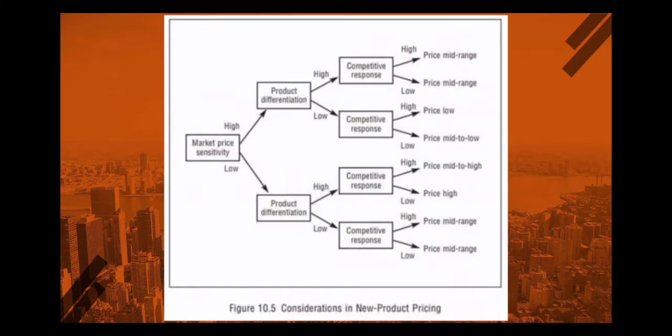To estimate a target price, several things need to be considered, specifically the possibility of competitive attack, the price sensitivity of the market, and the degree of competitive differentiation. Figure 10.5 shows a tree diagram with the considerations in new product pricing. For example, if the target customers are not price sensitive, the product is highly differentiated, and competitive response is not expected, it is conceivable to charge a relatively high price. On the other hand, if the price sensitivity is high, product differentiation low, and competition heavy, a low price will be necessary.